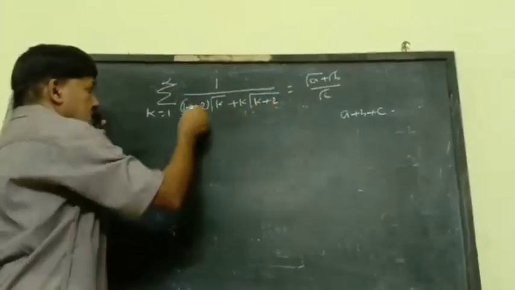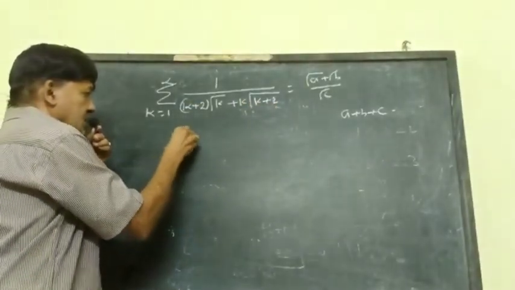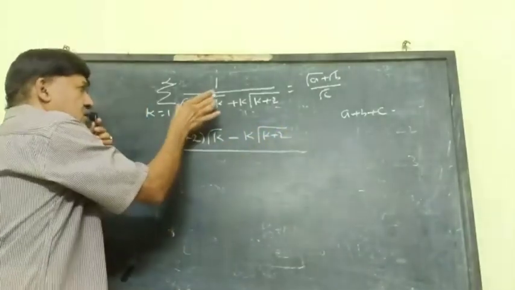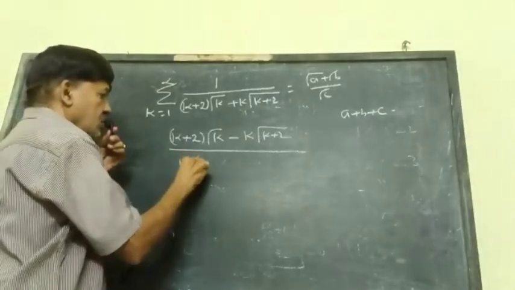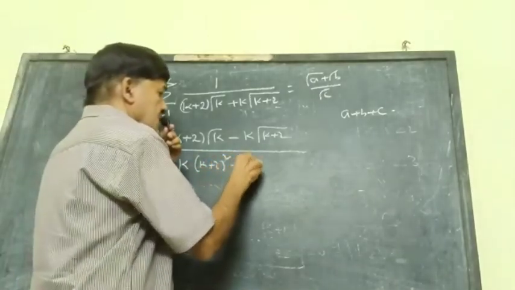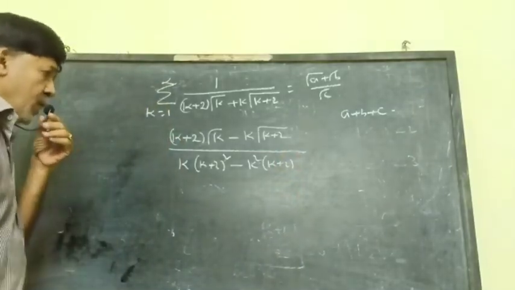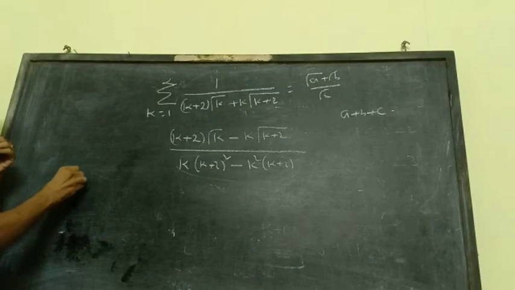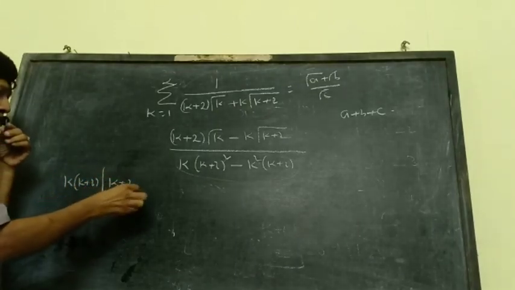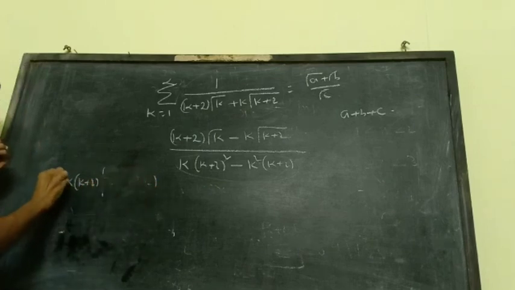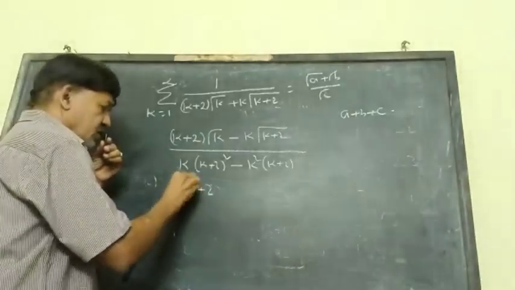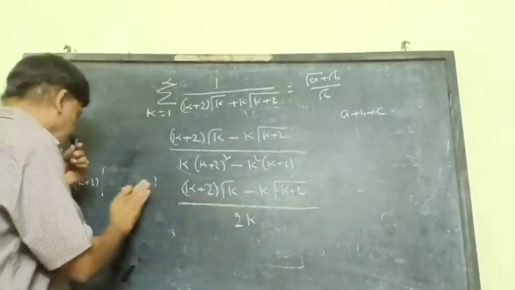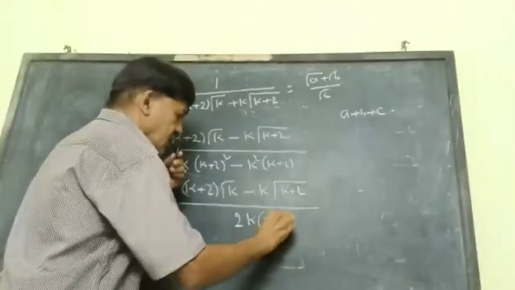You first take up this and rationalize it. If you rationalize, you are going to get (k plus 2) into root k minus k into root (k plus 2), by this square minus this square. Means k into (k plus 2) whole square minus k square into (k plus 2). So you try to simplify this. k into (k plus 2) is common. So (k plus 2) minus k, we will get 2. So finally this is (k plus 2) into root k minus k into root (k plus 2) by 2k into (k plus 2). Okay, understood?